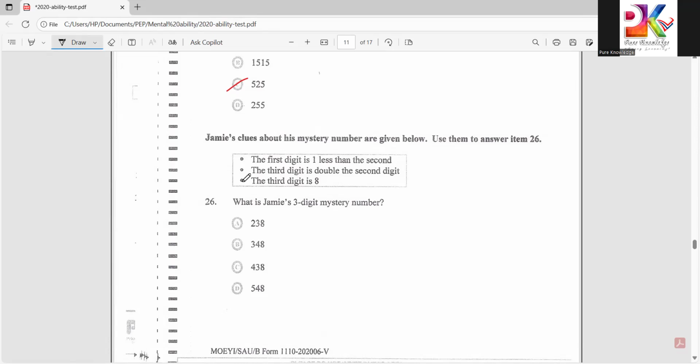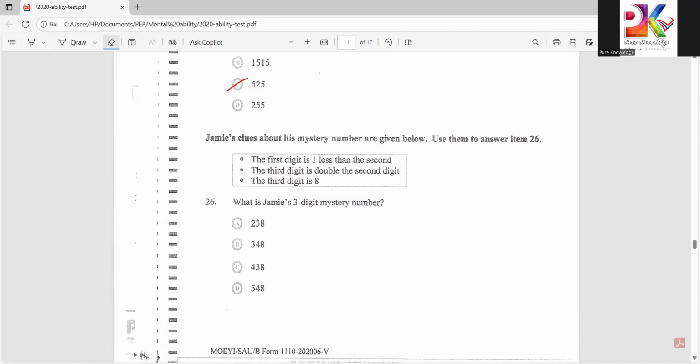So the third digit is 8. So what is Jamie's 3-digit mystery? We know the third digit is 8. And then the third digit is double the second digit. So that means the second digit has to be doubled to get 8. All right, so the 8 is a fact.